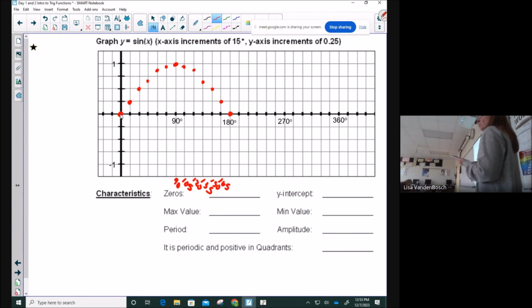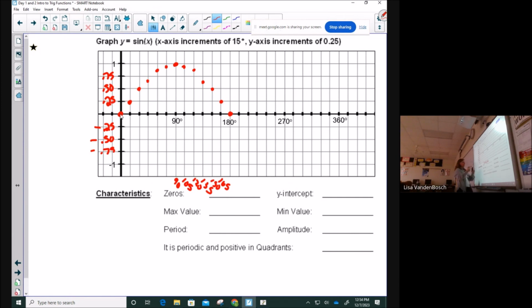What did you get for sine 195? Negative 0.25. So now we're going lower. So remember, this is 0.25, 0.50, 0.75. So this is negative 0.25, negative 0.50, negative 0.75, negative 1. So now I'm going over here and down to about there.